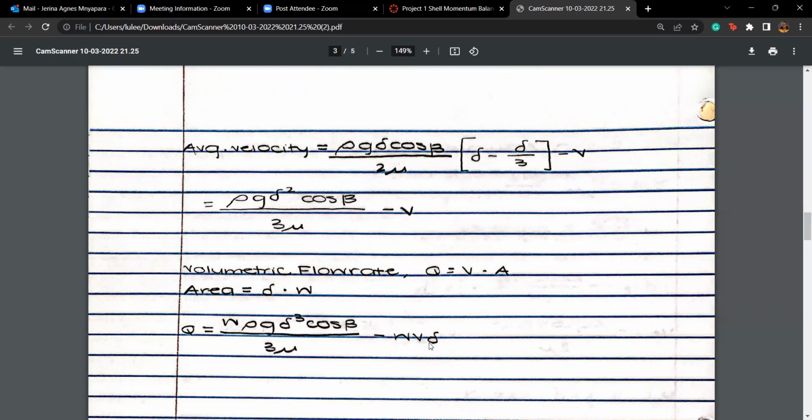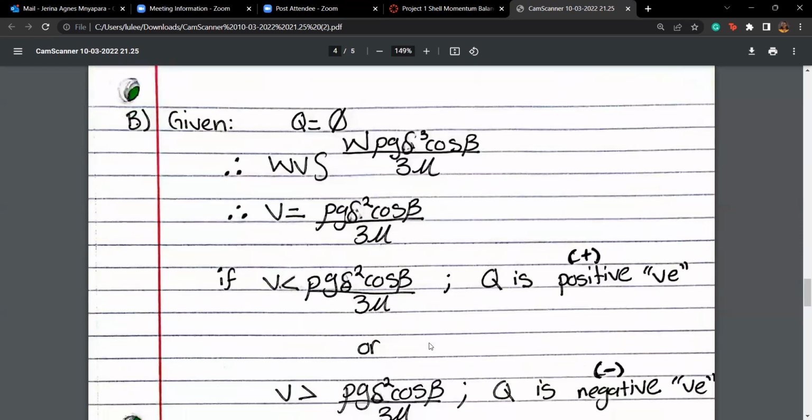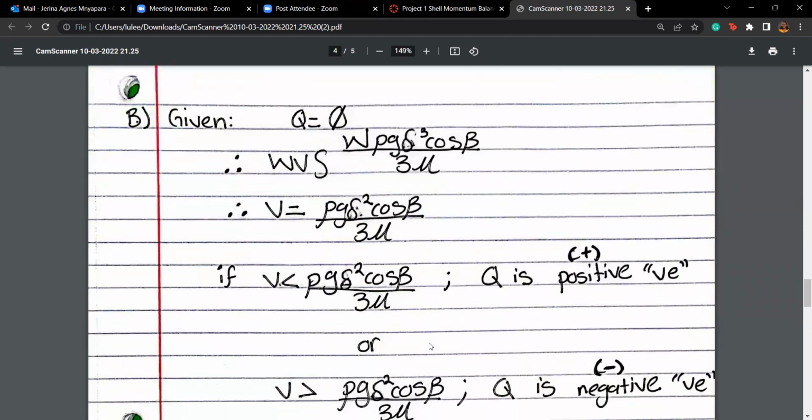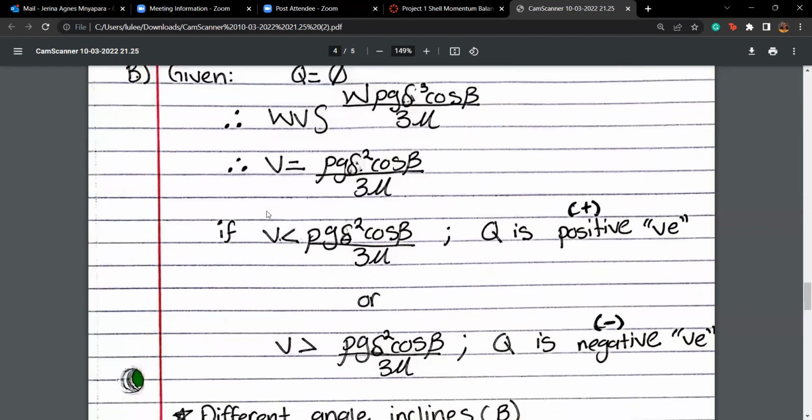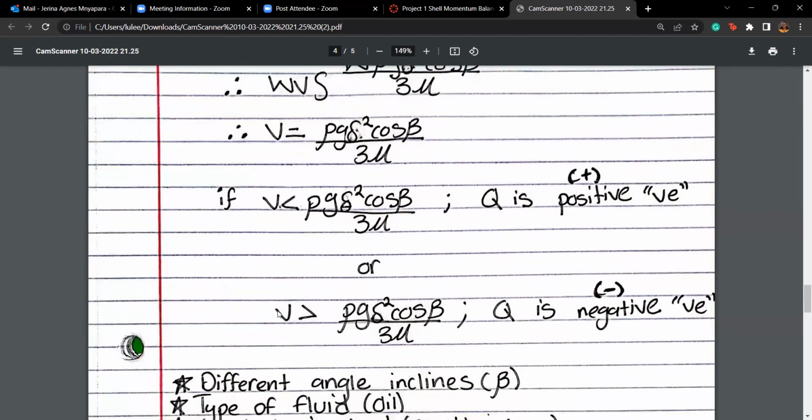From there on, we were trying to determine some criteria on what makes Q equal to 0. So we were given that Q is equal to 0, which means that the width times the velocity equals the width times rho g thickness cubed cosine beta over 3 mu. Therefore the velocity equals rho g thickness squared cosine beta over 3 mu. In order to determine if we have a Q of positive or negative: if V is less than this expression, that means Q is positive. Otherwise, if the velocity is greater than this expression, Q is negative.